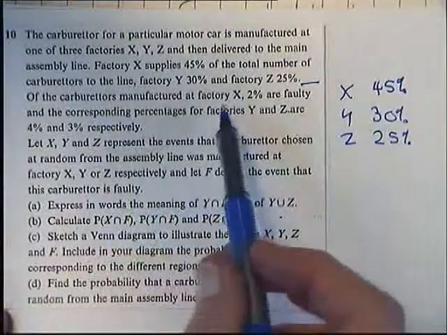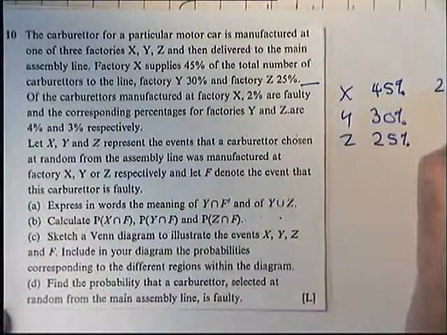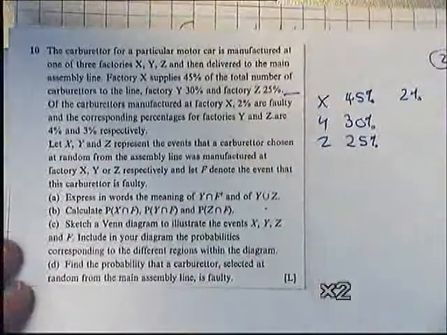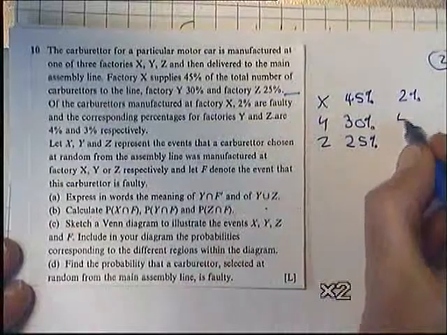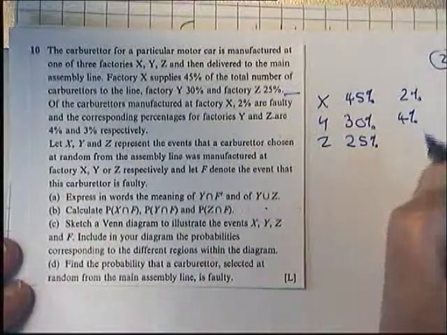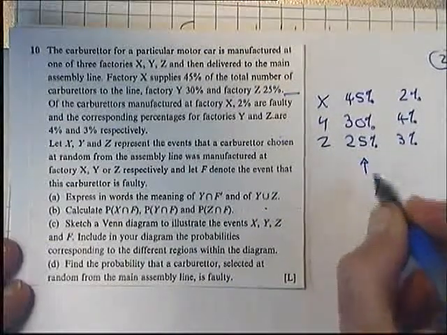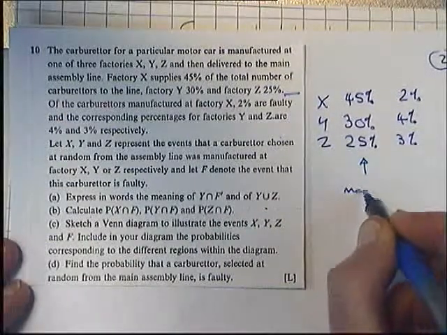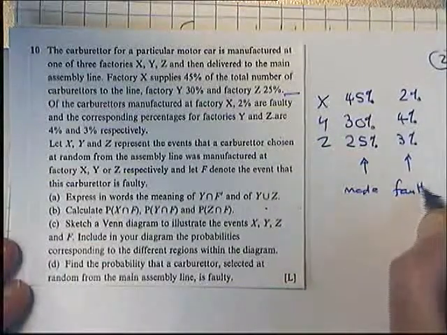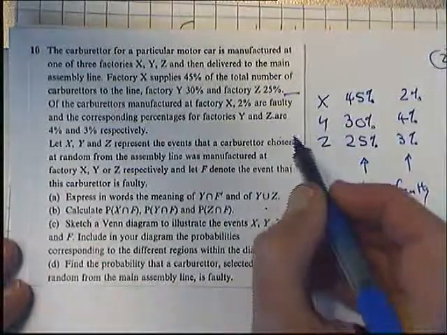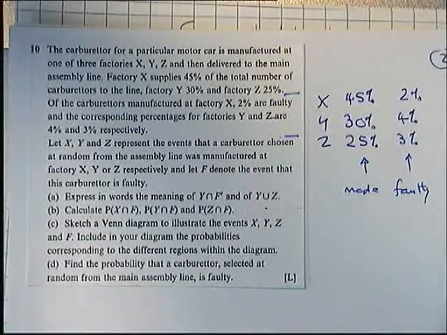Of the carburettors manufactured at Factory X, 2% are faulty. So over here, I'll put that down as well. Y, 4% are faulty, and Z, 3% are faulty. So I've now worked out that these numbers here are where they're made, and those numbers there are whether they're faulty or not. So I've summarised everything up to that point just in that information there.